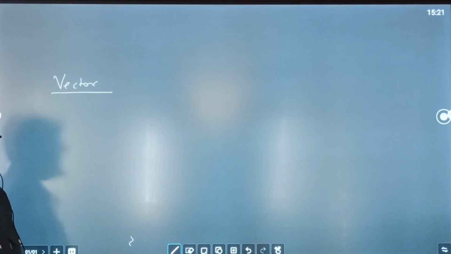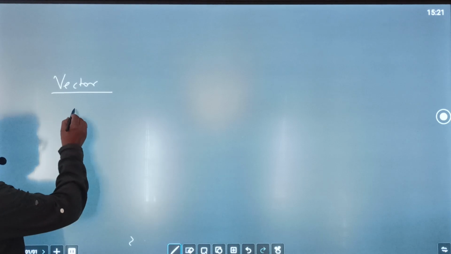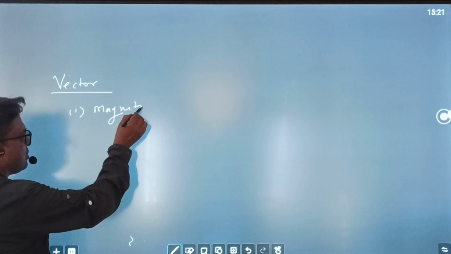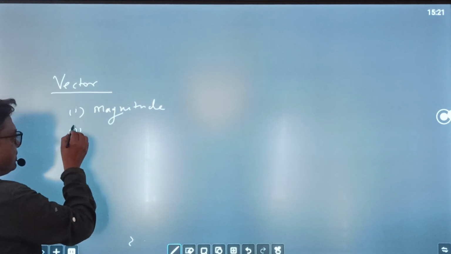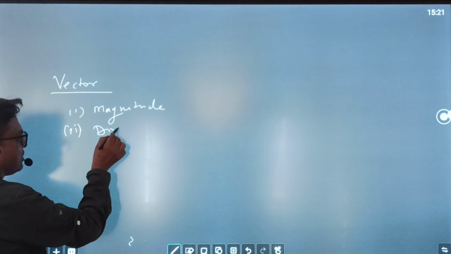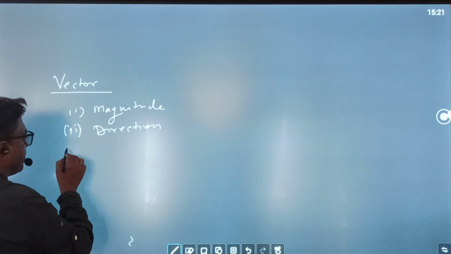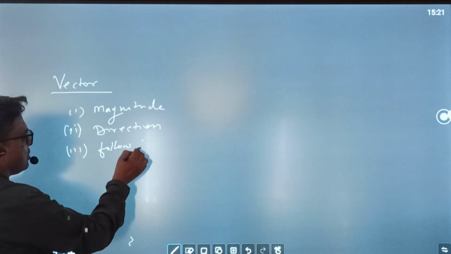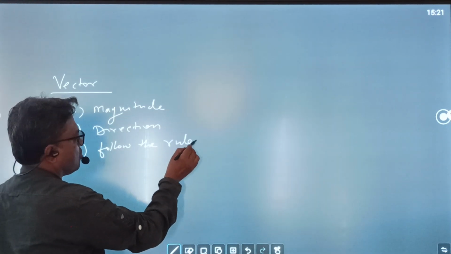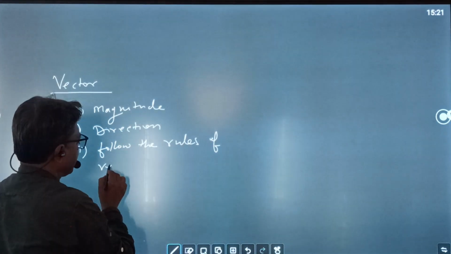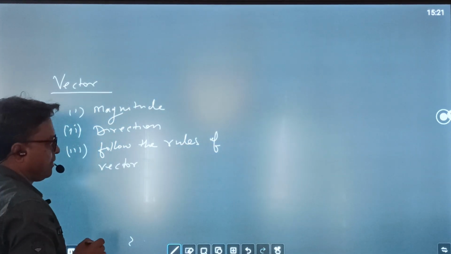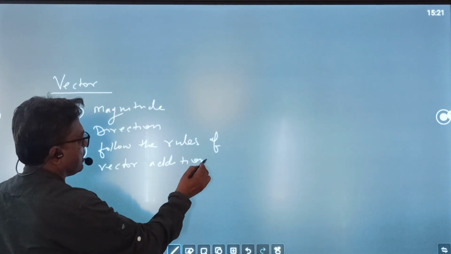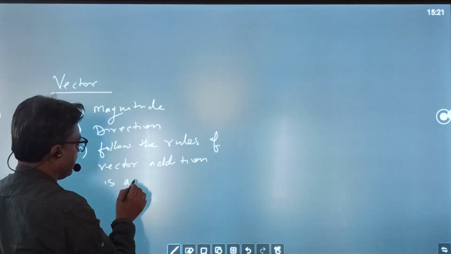So, definition wise, any physical quantity which has magnitude, direction, and also follows the rules of vector addition particularly, is a vector quantity.